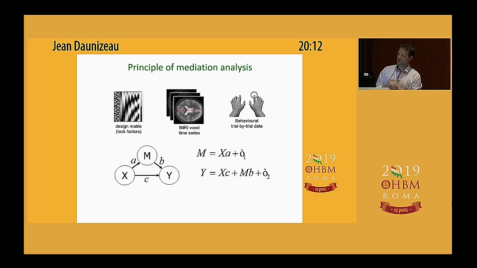In fact, the correlation between the behavior and the fMRI time series has to be corrected for the task factors. Then you test a null hypothesis, which is that the flow between x and y through M is broken. So it's either a equals 0 or b equals 0. It's a conjunction null test. If you can do that, you can use SPM and standard mass univariate machinery to get p-values that are corrected for multiple comparisons in the typical way.